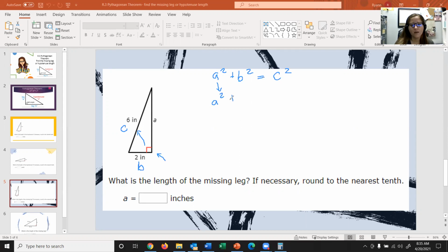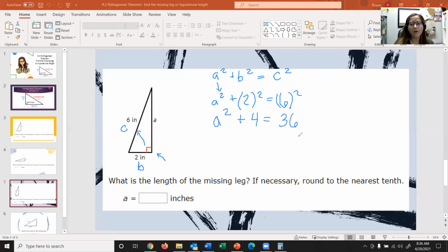All right. B is going to be 2 squared. And then we know that C is 6. So C squared is going to go on the other side of the equal sign. Okay. And we're going to solve similar to the way that we were solving the last two questions. We're going to say, okay, A squared plus 2 squared, or 2 times 2 is 4. And then 6 squared, or 6 times 6 is 36.